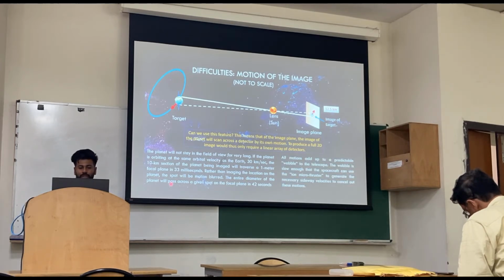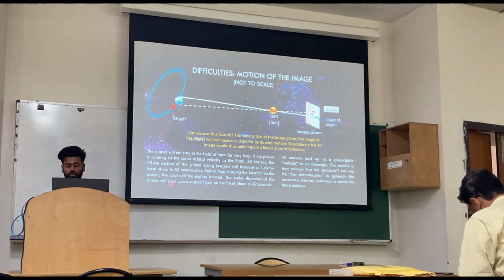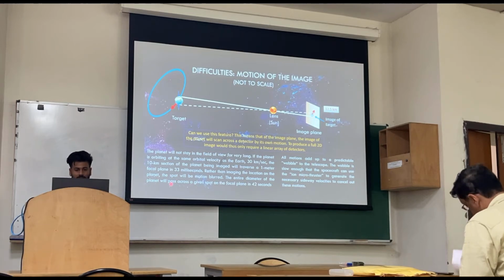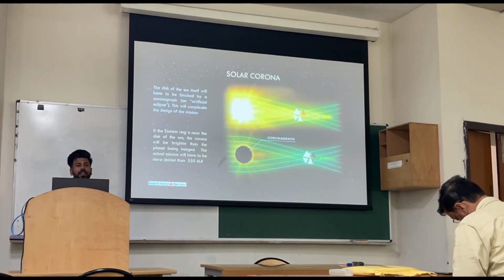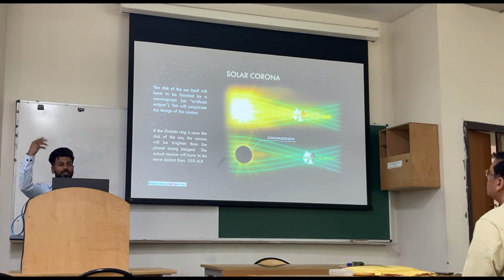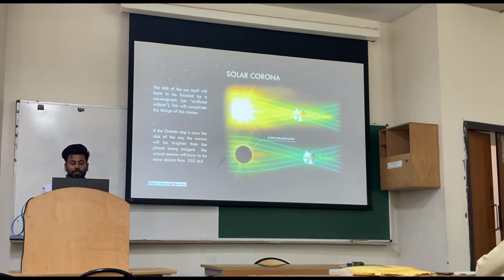The solution is that all this motion will add up to a predictable wobble of the telescope. The wobble is slow enough that the spacecraft can use an ion microthruster to generate the necessary sideways velocities to cancel out these motions. So there is another difficulty. The Sun has its own light and does not like that we are capturing the planet of another solar system, so it tries to blind us. For that we use a coronagraph, so that we are safe from the sun's direct radiation.